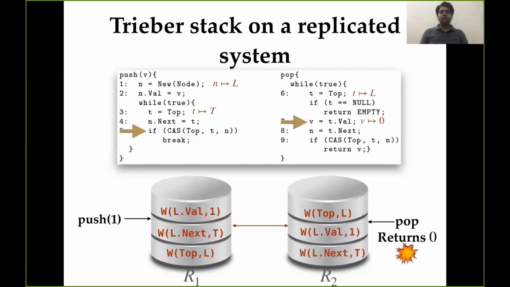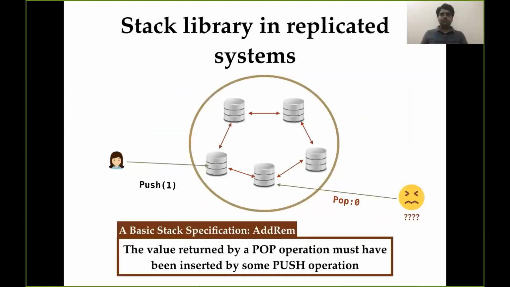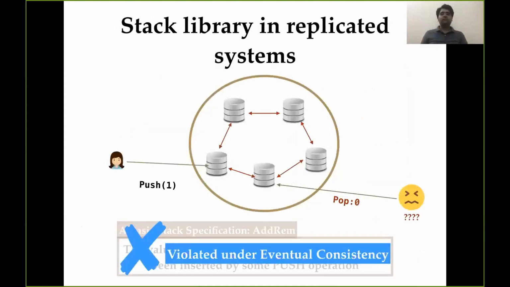Eventually, of course, all of the updates will be transferred from replica R1 to replica R2. So this is called an eventually consistent model. Even though the internal states of both replica R1 and replica R2 will be the same, and this is guaranteed by eventual consistency, the high-level specification of addrem is not guaranteed. This is violated under eventual consistency.